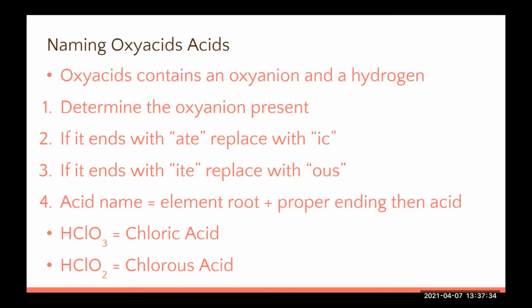So how we name the oxyacids is you have to determine the oxyanion present, because all the names are based on the name of the polyatomic. Then you change your endings. If it ends in ate, like chlorate, bromate, permanganate, take that ate off and put an ick there instead. If it ends in ite, like nitrite, chlorite, you take that ite off and add an ous, and then of course you add acid after it. So HClO3 becomes chloric acid, HClO2 becomes chlorous acid, but we're going to dive deeper right now into how all of that works.